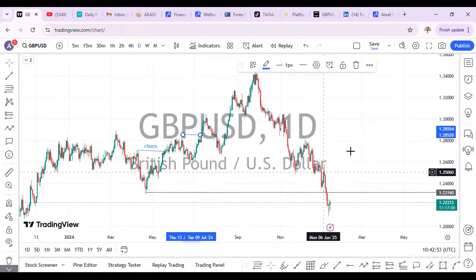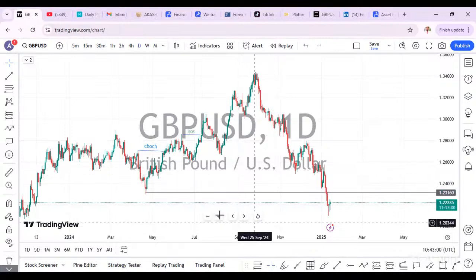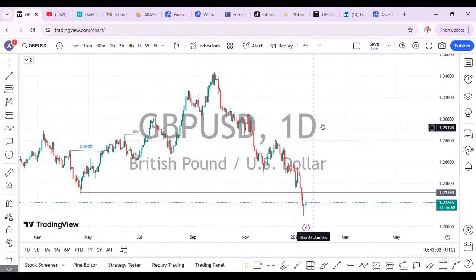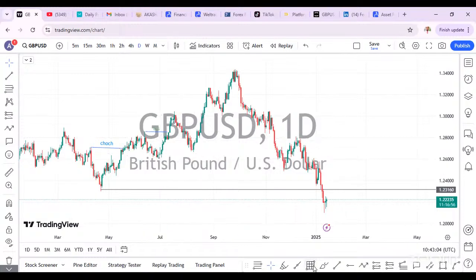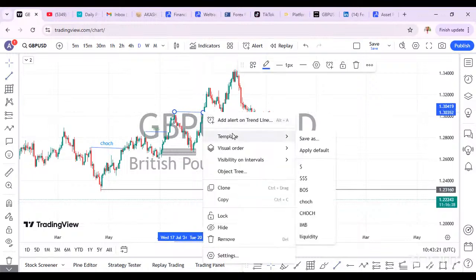So we have a BOS. Then you can see price came to do what? Now, the price mitigates this, the origin that caused the break of structure, which is the order block. So it has been mitigated already. So that then gave us what? Another break of structure. So we have this, another BOS.